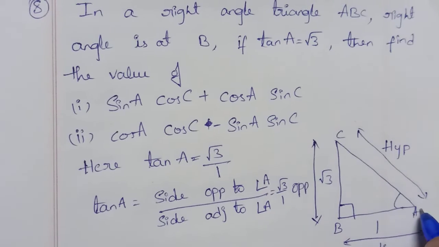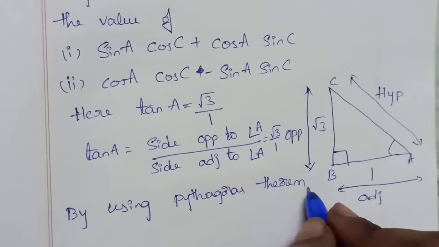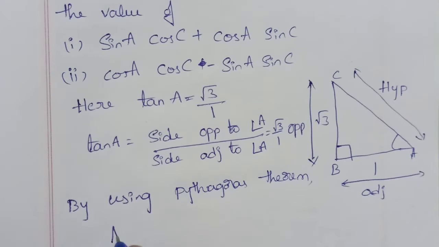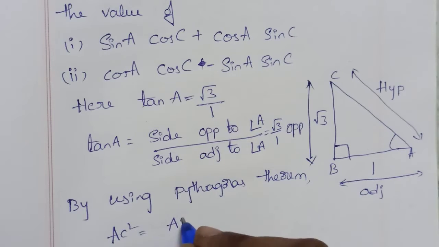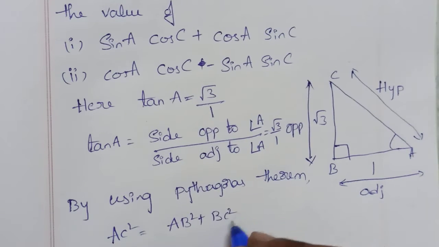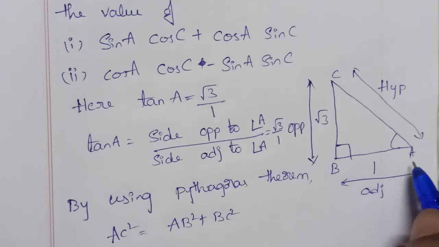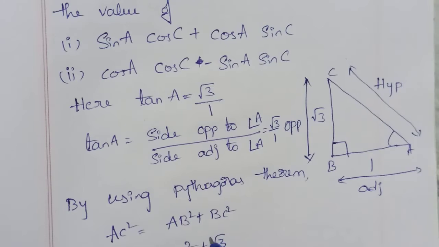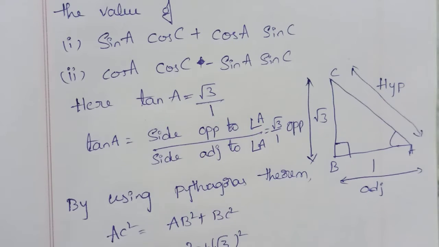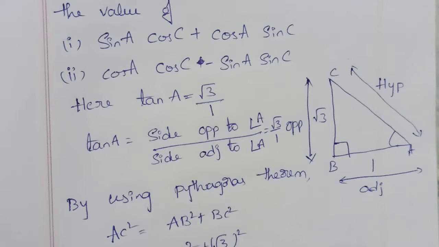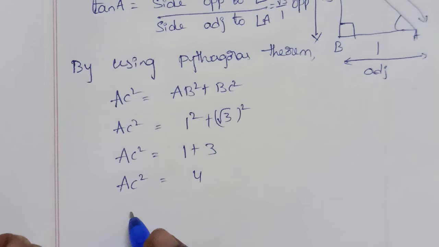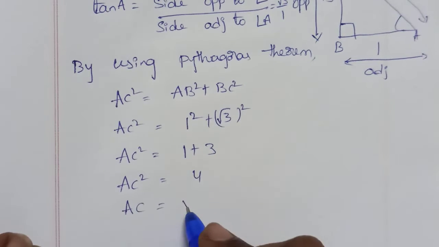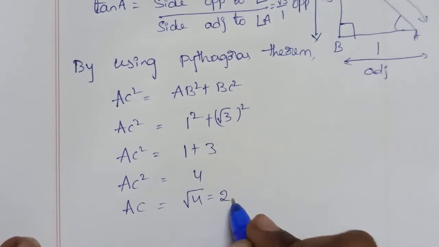Now we have to find the value of AC. By using Pythagoras theorem, AC square is equal to AB square plus BC square. AC square is equal to AB length 1 squared plus BC length root 3 whole squared. AC square is equal to 1 plus 3. AC square is equal to 4. AC is equal to square root of 4, that is equal to 2.